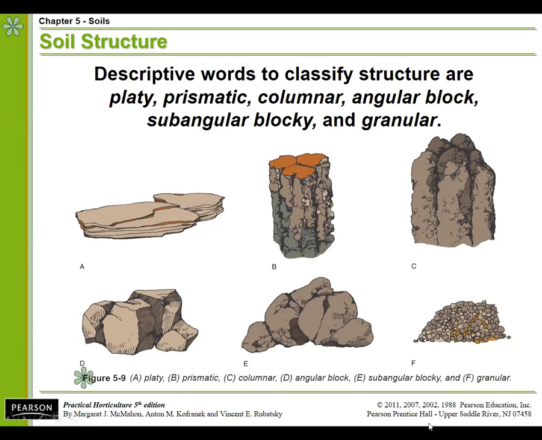F is granular soil structure, and that's what we generally see in the A horizon in the topsoil due to the high levels of organic matter. This is where we're going to have the most root growth, the most biological activity in the soil. This is what we want our soil to look like after tillage. So granular soil is kind of what we're going for for crop production.